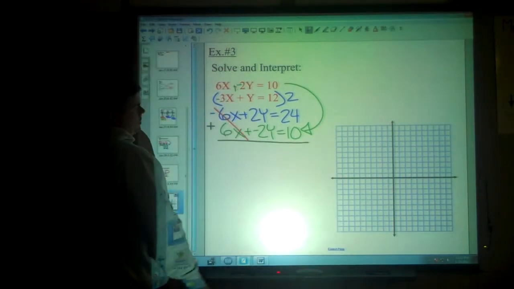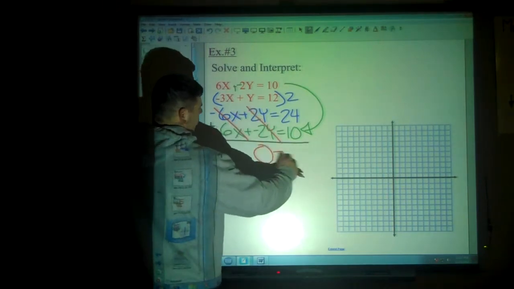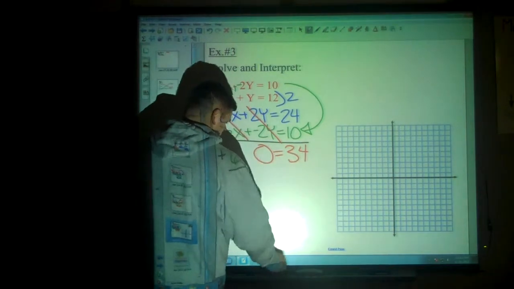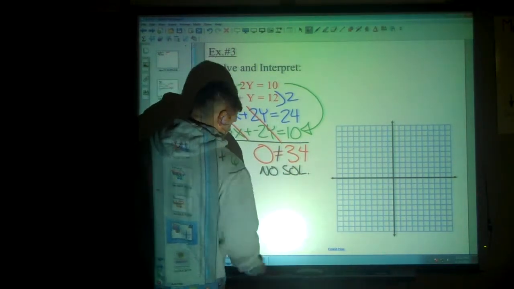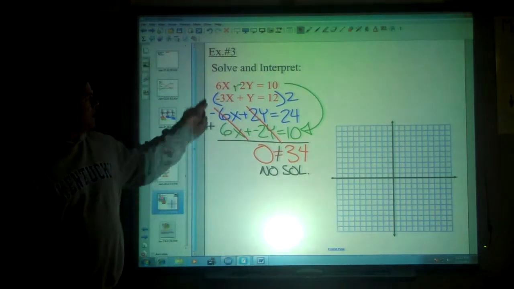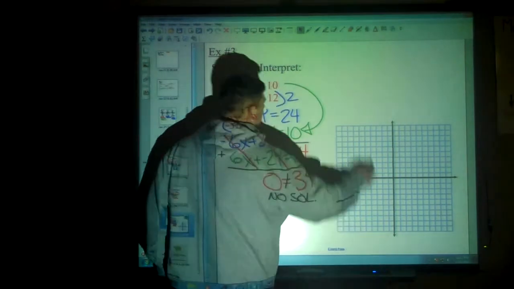The negative 6x and the positive 6x cancel. The 2y and the negative 2y cancel. And we get 0 is equal to 34, which is not possible. So this should be no solution. If we take a moment to graph it, each of these is in standard form, which means we can find a slope.